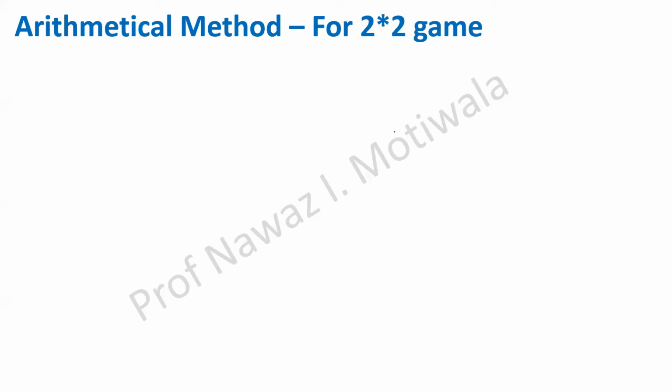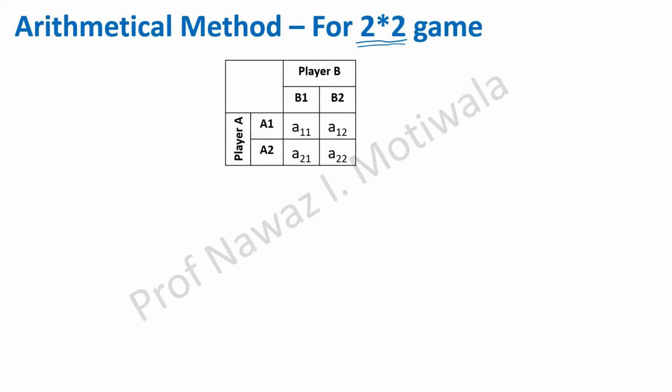Here also the condition is the game should be 2 by 2. For other games we will see later. So arithmetical method for 2 by 2 game. So question is something like this. I have generalized the question. Let us say there are two players, player A and player B, and both are having two different strategies, A1, A2, B1, B2. The values which are here, I have generalized the terms, that is A11 because it is at the intersection of first row and first column, then A12, A21 and A22.